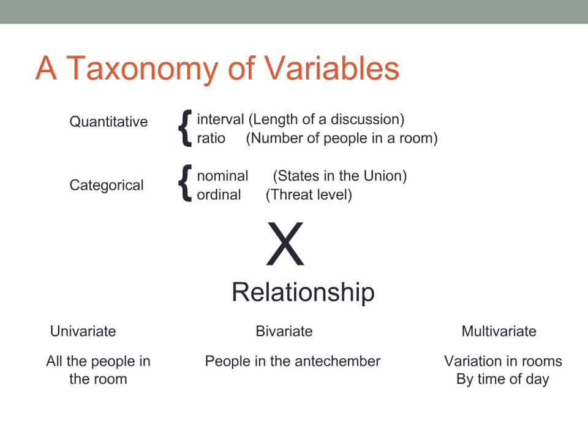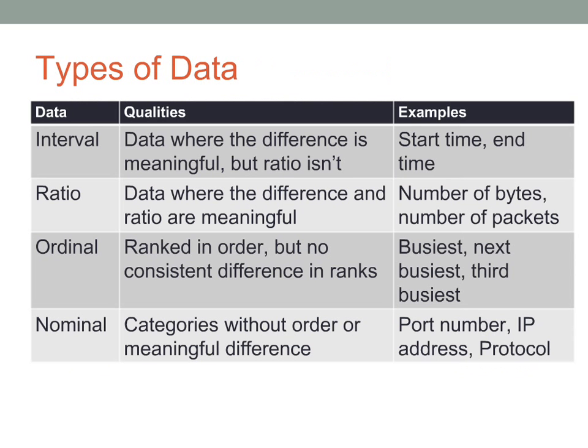Okay? So, just to go through some examples of the type of data, and in particular what you're likely to see on a feed that is actually in these categories. Interval data is data where the difference is meaningful but the ratio isn't, so this is start time, end time, those are the classic ones. Ratio data is what we might think of as actual quantitative data, number of bytes, number of packets, all right?